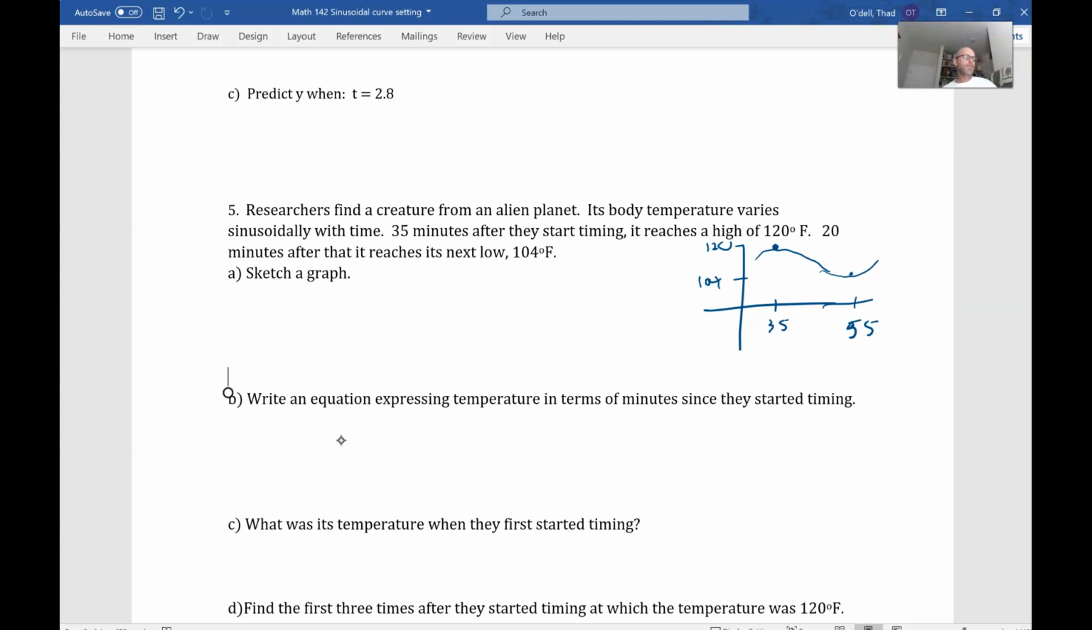So that's its temperature. You can see they told us it varies sinusoidally, so that's why we can draw just a sine or cosine graph. So there's a rough sketch of it. Write an equation expressing temperature in terms of minutes since they started timing. So this is going to come back here somewhere. I don't know when it crosses that, but we do know that it goes from 104 to 120. That's 16 total. So that means the amplitude is going to be 8.